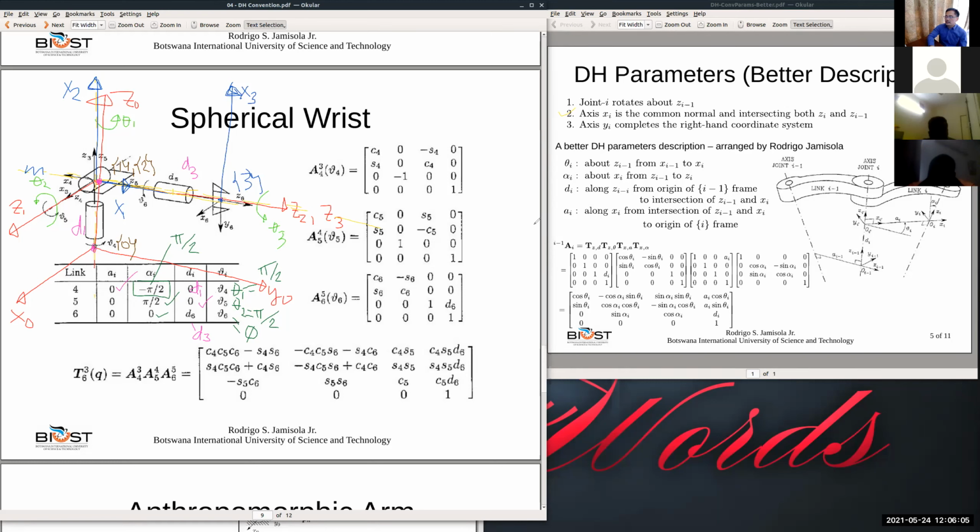Next, A2, along X2. Where is X2? X2 is there, from the intersection of Z1 and X2. So X2 is here. Where is Z1? The intersection of X2 and Z1, this one, to the origin of frame 2. Origin of frame 2 is here, is the same. So that's also 0. Okay, next, A3 along X3. Where's X3? There. Intersection of Z2 and X3, that's the one. Origin of frame 3, is that the one? That's also 0. Okay, finished.